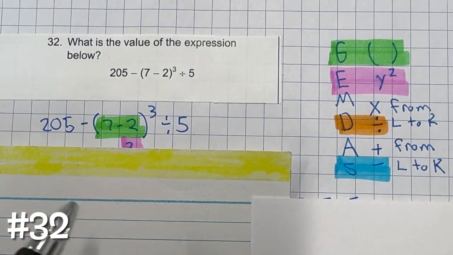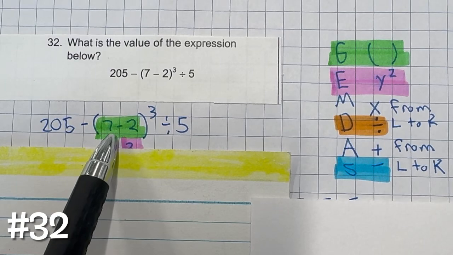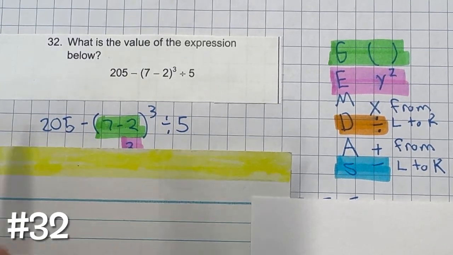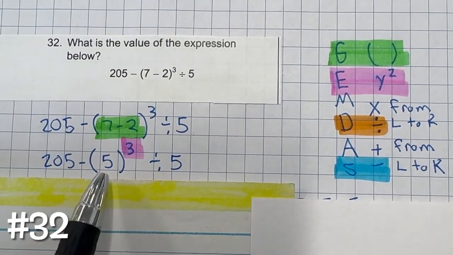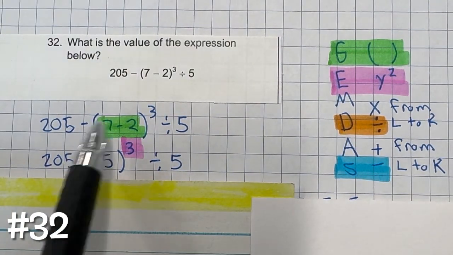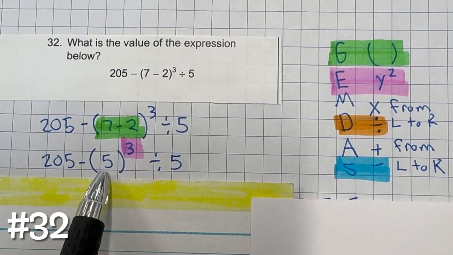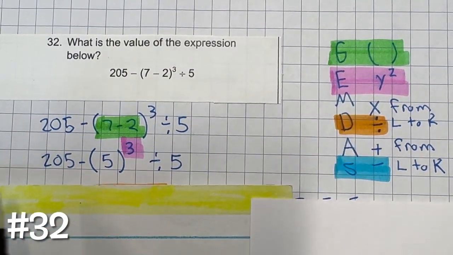So we first need to do grouping symbols. So we need to simplify what's inside the parentheses. 7 minus 2, which equals 5. Now we have grouping symbols here still. I brought them down because there's an exponent here. But there's nothing to simplify. So now we're going to do exponents.